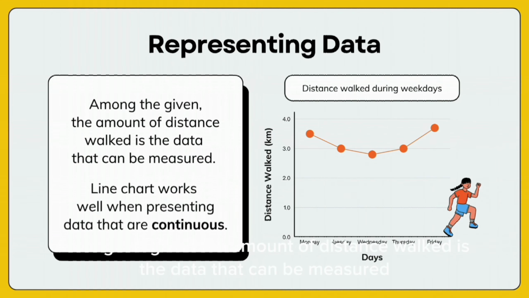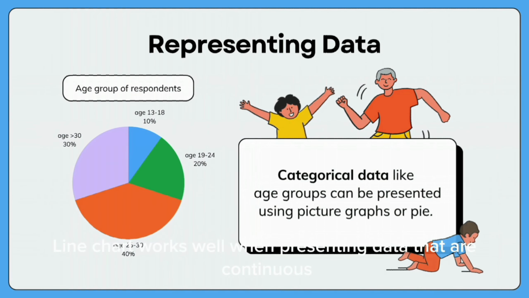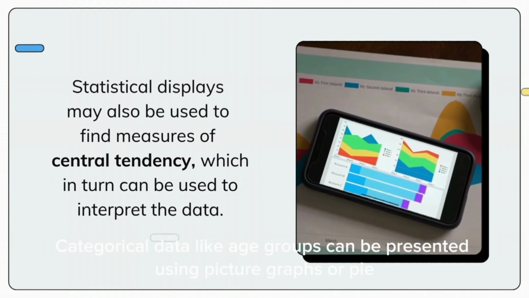Among the given, the amount of distance walked is the data that can be measured. A line chart works well when presenting data that are continuous. Categorical data like age groups can be presented using picture graphs or pie charts.